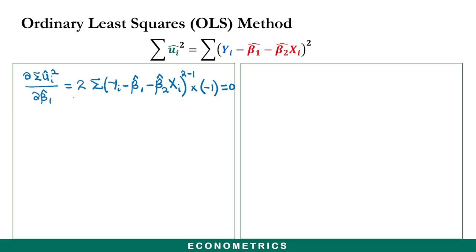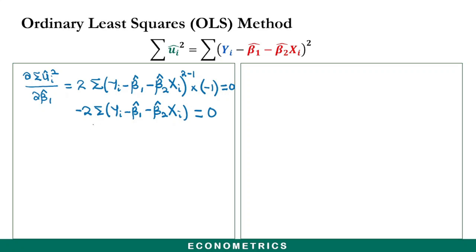So what is going to happen is we can now multiply this 2 and this minus 1. So we end up getting minus 2 multiplying sigma yi minus beta 1 hat minus beta 2 hat xi, now raised to the power 1. So we just go ahead and leave it like that. So we set this equal to 0.